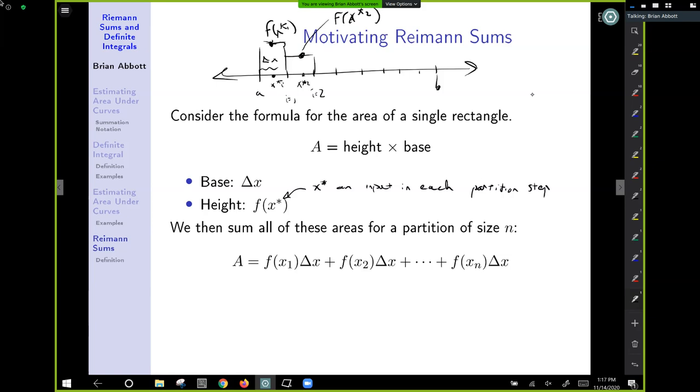Maybe instead of star, I should have used something like x of i here, because that's sure how it looks down in the formula below. What we're really seeing is the function gives you the height for each rectangle, and the step size for your partition gives you the base, and height times base gives you the area of each rectangle. And you just repeat that and add up those total sums.